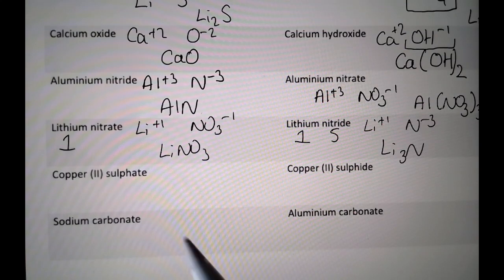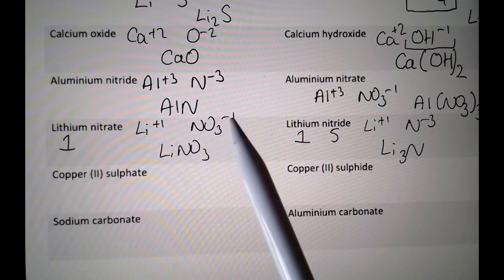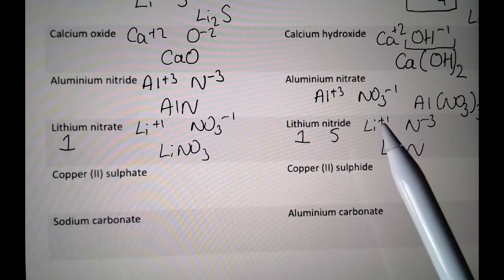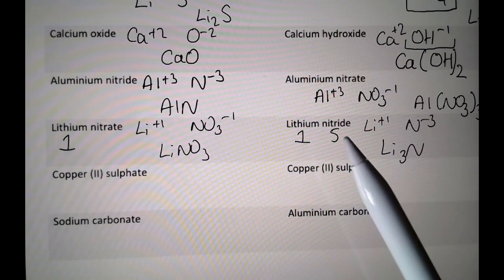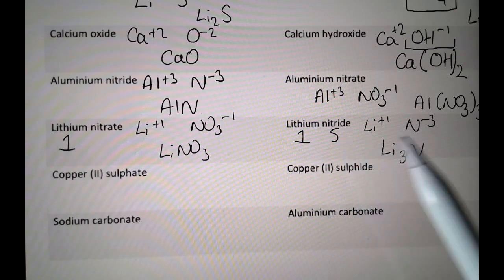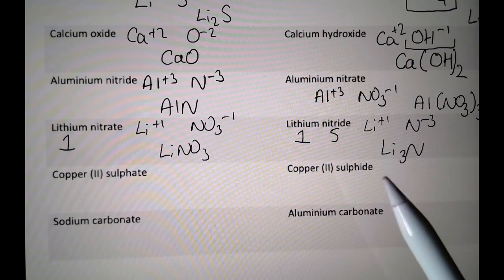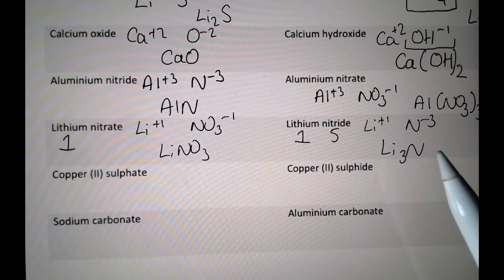So I've got the answer here. Lithium is +1, nitrate is -1. The charges cancel, so that's your answer. Lithium here again is +1. Nitride is just nitrogen by itself. It ends in "ide." It's in group 5, therefore it's got a -3 charge. Cross the numbers over and I get Li3N.